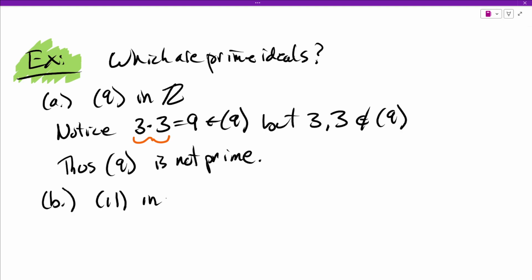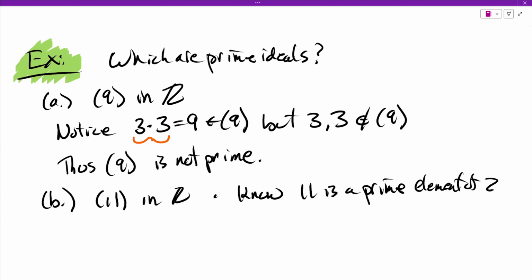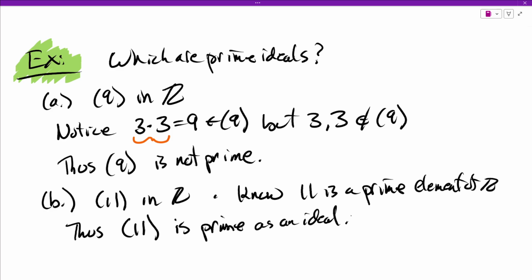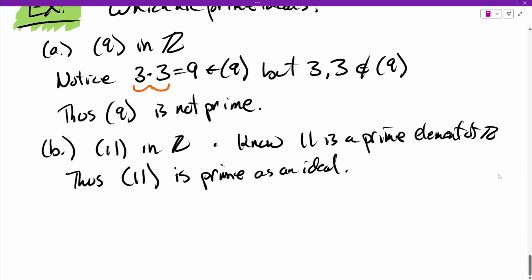To the contrary, let's look at the ideal generated by 11 in Z. Well, we know that 11 is a prime element of Z. It has no factors. And prime elements generate prime ideals, by the theorem that we proved. So the ideal generated by 11 is prime.